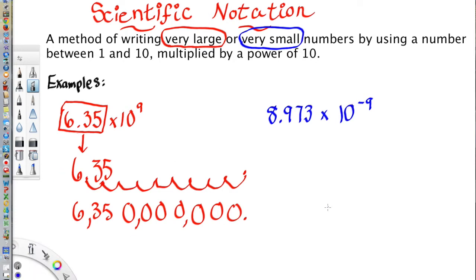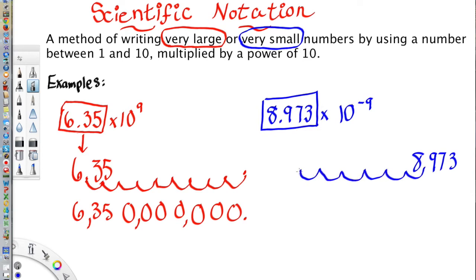Let me change my color. So I'm going to take my base number of 8 and 973 thousandths. I'm going to put it right here. And I'm going to move my decimal point this time 9 places to the left. So I'm going to go 1, 2, 3, 4, 5, 6, 7, 8, 9. Then I have to fill in all these empty spaces with zeros. So I moved from here, 1, 2, 3, 4, 5, 6, 7, 8, 9.